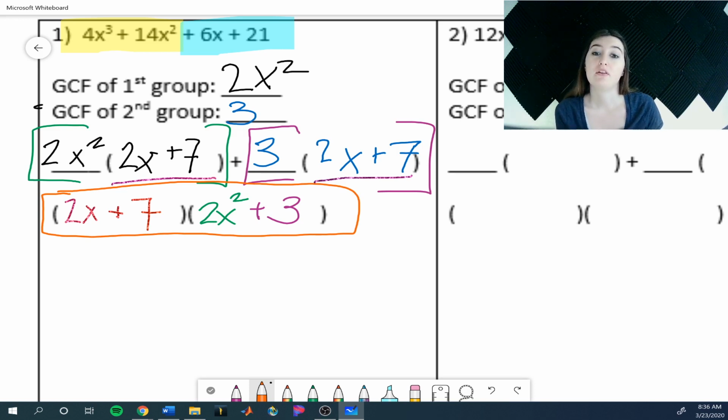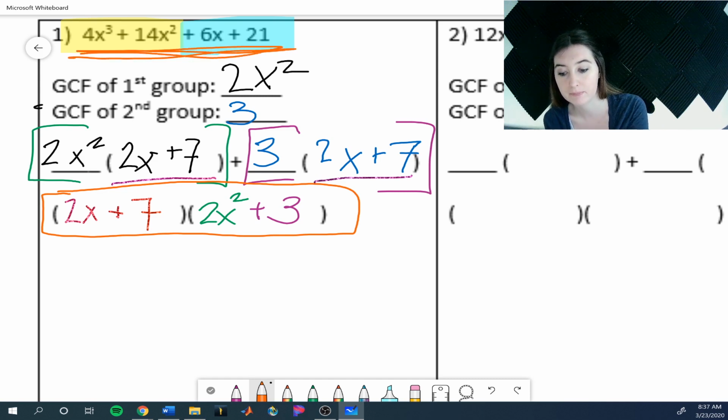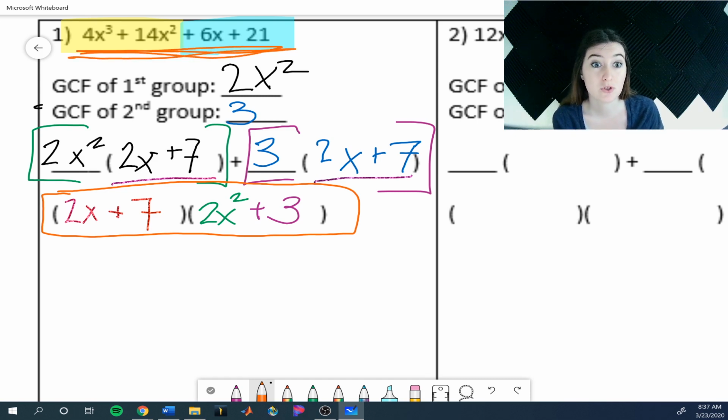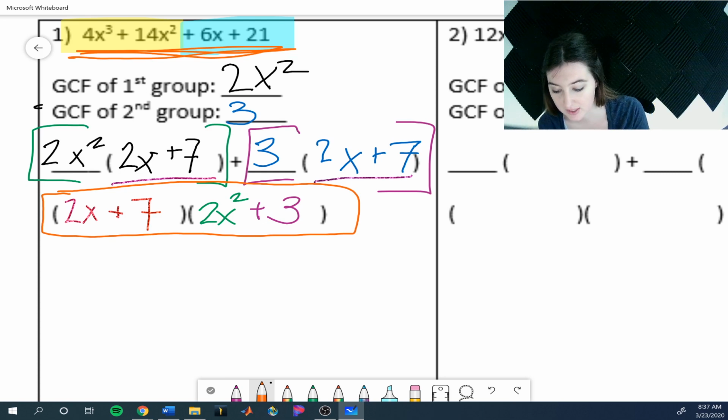Now, the last step, to make sure that I did my factoring right, is to multiply it out to make sure that I get this answer up here. So should we multiply? You guys remember? It's been a couple weeks since we've multiplied, but we're going to go ahead and set it up.